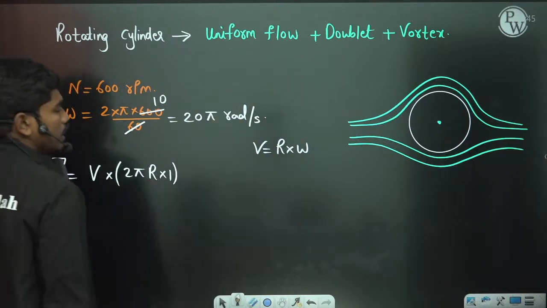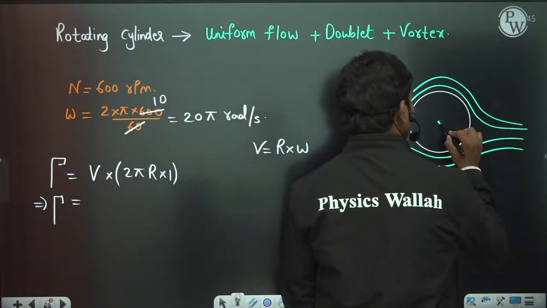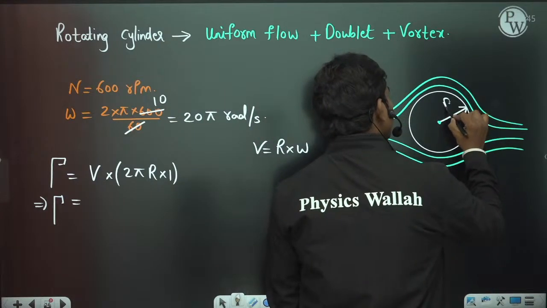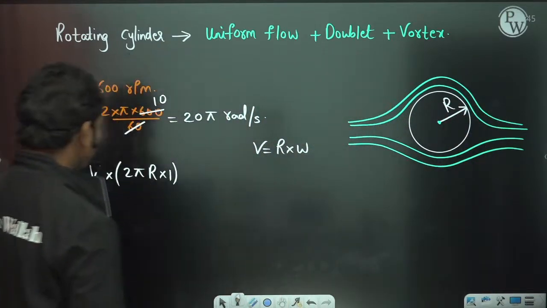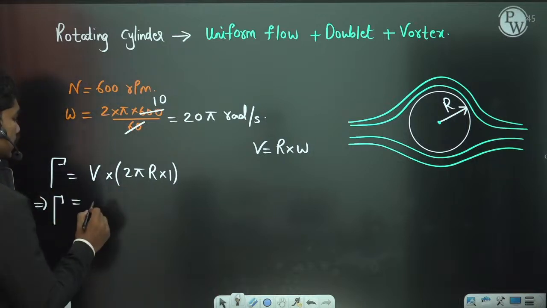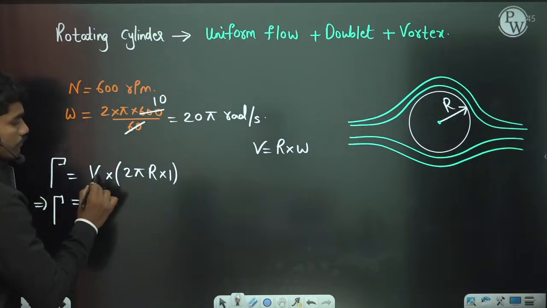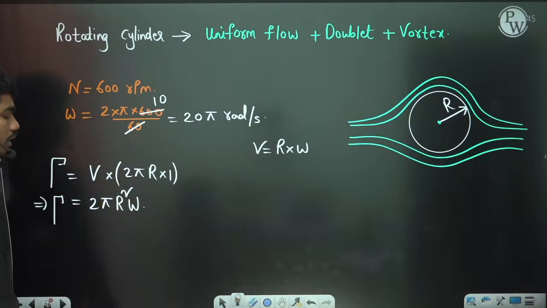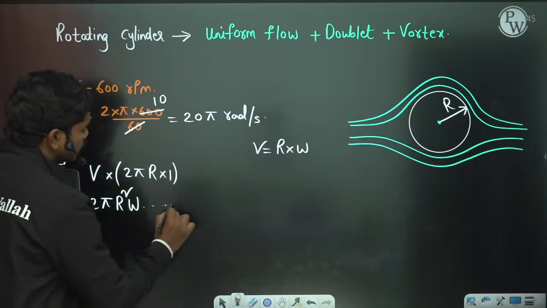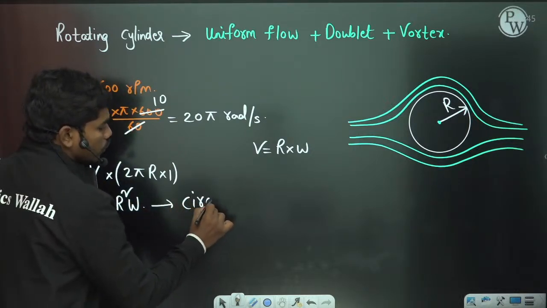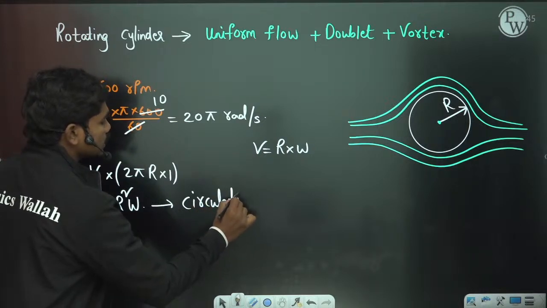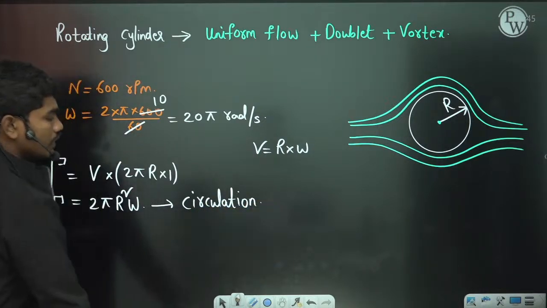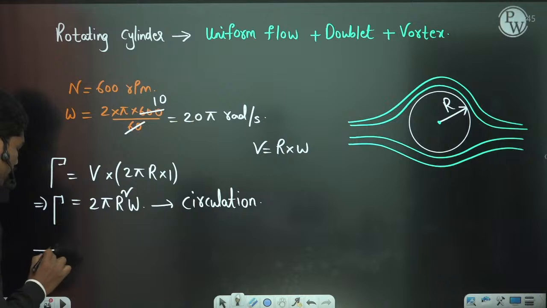So the radius value is capital R, from the surface here. If you calculate, this is 2 pi times v, where v is R omega, so you have 2 pi R square omega. This is the total circulation that occurs in this flow. So this is the circulation, and then definitely the lift is generated.